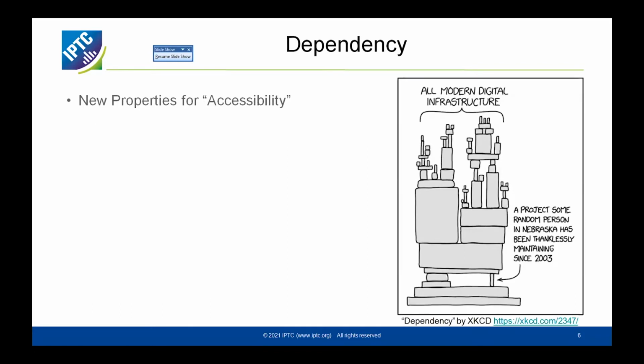So now you can see the XKCD cartoon off to the side and titled Dependency, showing a set of children's wooden blocks arranged with larger blocks on top in kind of a modernist castle style, and in such a way that the removal of one small block on the next to bottom layer would cause the whole structure to collapse. The top is labeled All Modern Digital Infrastructure, and the small linchpin block at the bottom is labeled A Project Some Random Person in Nebraska Has Been Thanklessly Maintaining Since 2003. Some of our panelists will now share with you what those hurdles are that we need to clear so we don't end up in a crumpled mass along the track.